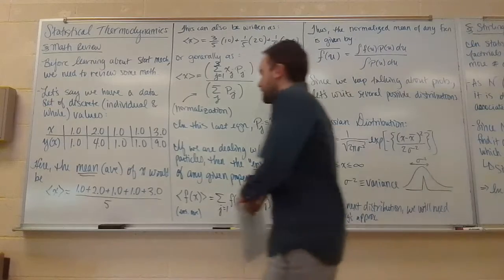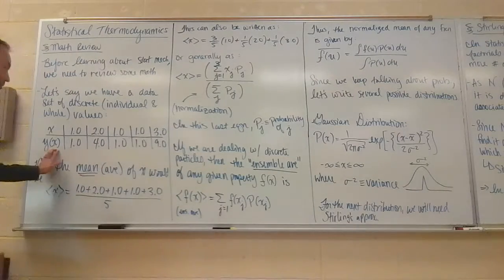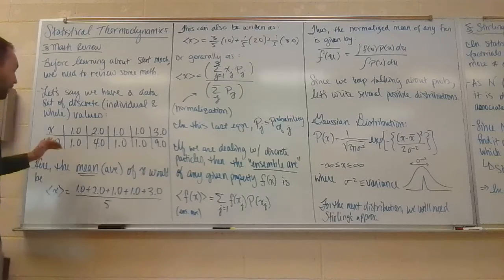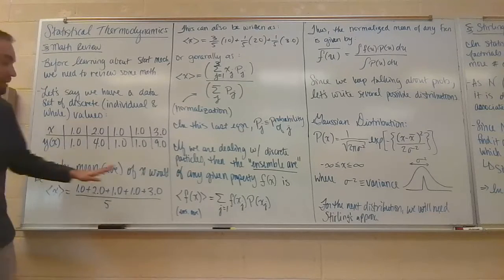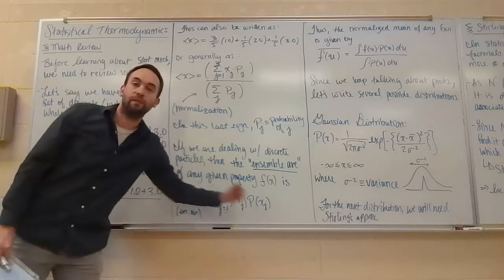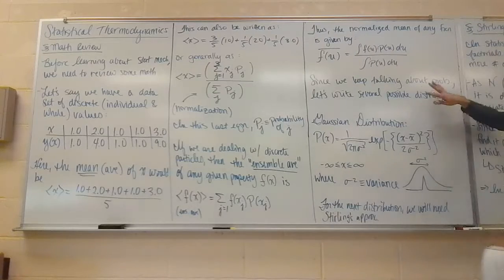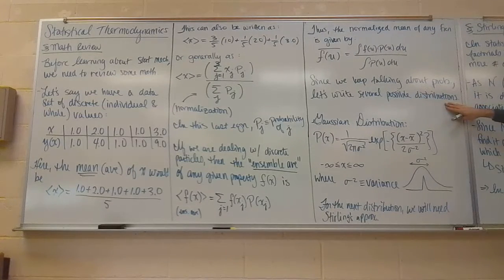All right? So essentially what this is saying is, if I wanted to measure the y of x, the mean, or the ensemble average of the property y of x, then I would plug in my y of x values and the probabilities of measuring the x. Now, since we keep talking a lot about probability, let's write down several possible distributions.